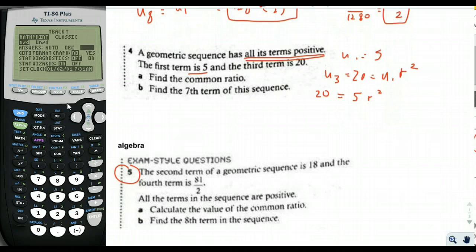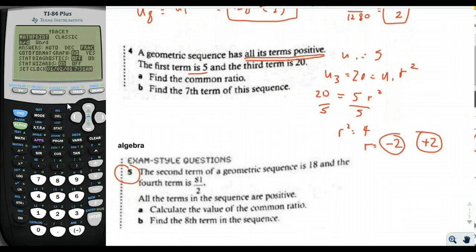20 equals 5 times r squared. So let's see. This is a little bit trickier than the one before because before we had u2, now we have u3. But we can still divide by 5 on both sides, and we'll get r squared equals 20 divided by 5, which happens to be 4. Now we have r equals the square root of 4. But we need to be careful here because, what can you square and get 4? You can square negative 2 and get 4. You can square positive 2 and get 4. So r can be either one of these numbers. We don't know for sure.